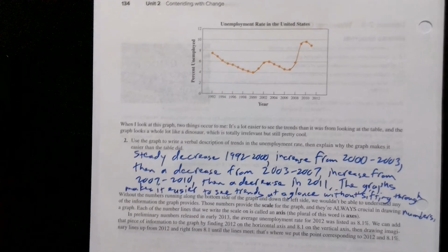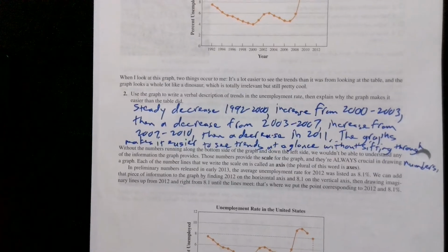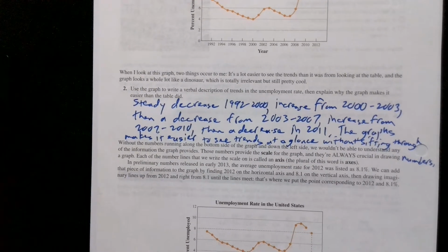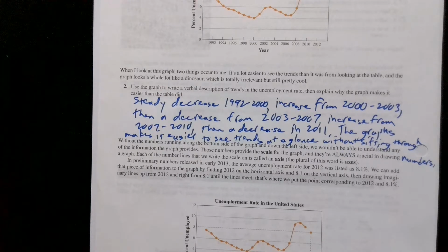Okay, now it says without the numbers running along the bottom side of the graph and down the left side, we wouldn't be able to understand any of the information the graph provides. Those numbers provide the scale for the graph, and they're always crucial in drawing a graph. Each of the number lines that we write the scale on is called an axis, the plural of the word axis.